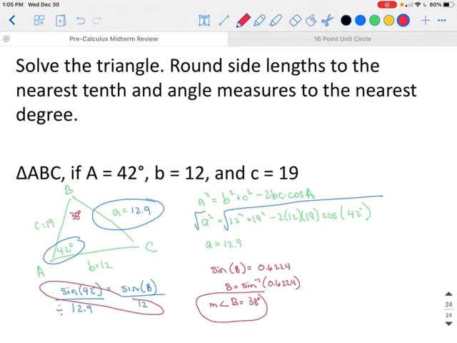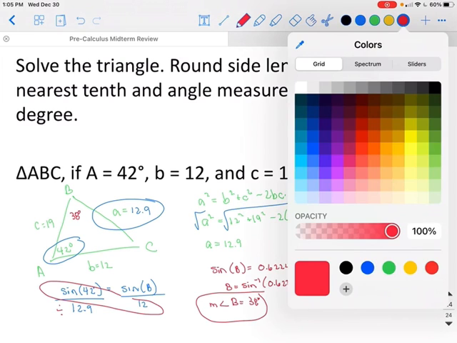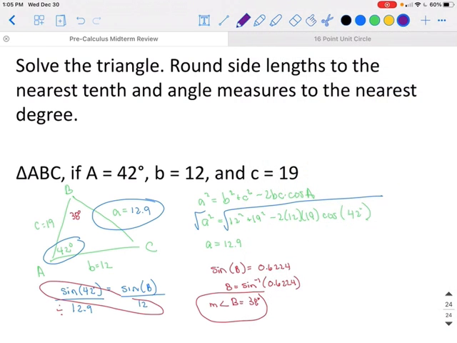Now, once you know two angles in a triangle, to find the measure of the third angle, we know inside a triangle there's 180 degrees. I've already used 42 degrees for angle A and 38 degrees for angle B, so we know the measure of angle C, we will have 100 degrees left.